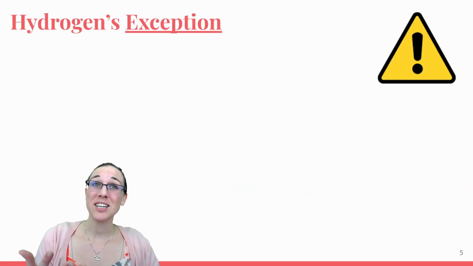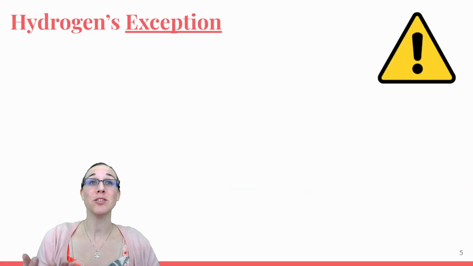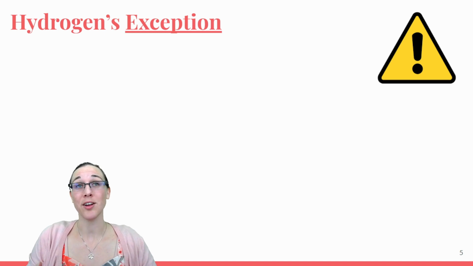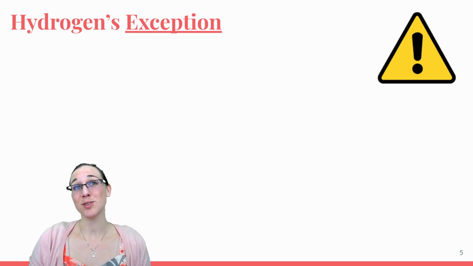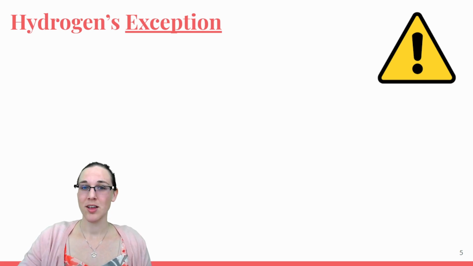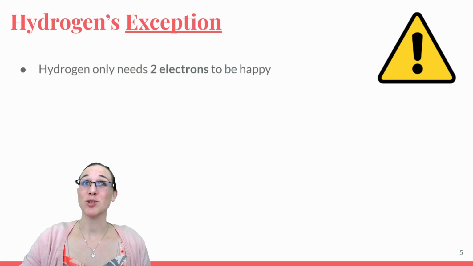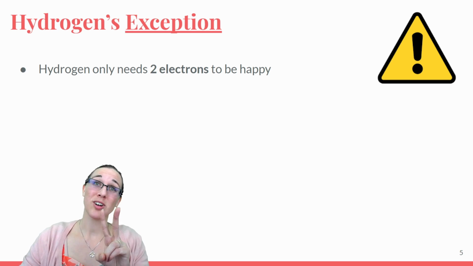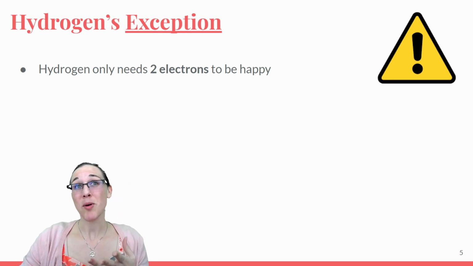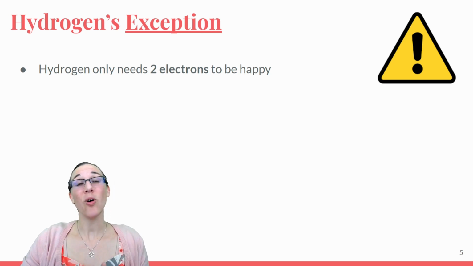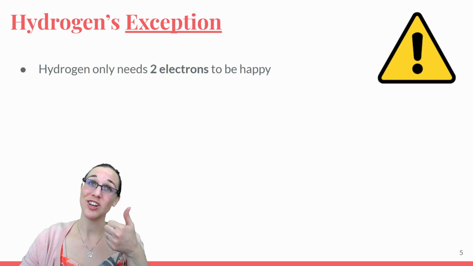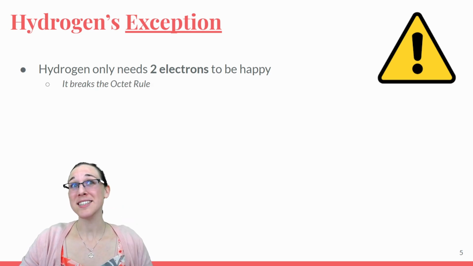Now, before we continue with more practice of these double and triple bonds with our Lewis dot diagrams, we need to understand a few exceptions that you may encounter when it comes to drawing these double and triple bonds. The first exception is hydrogen's exception. Hydrogen only needs 2 electrons to be happy. So anytime you have a hydrogen present, it does not need an octet. Do not try to give hydrogen an octet. It'll have a fit. It only needs 2. So remember that if hydrogen has 2, you're good. In other words, hydrogen breaks the octet rule.